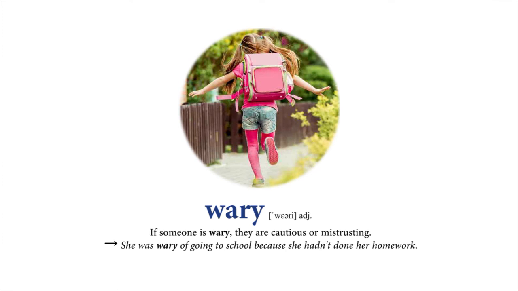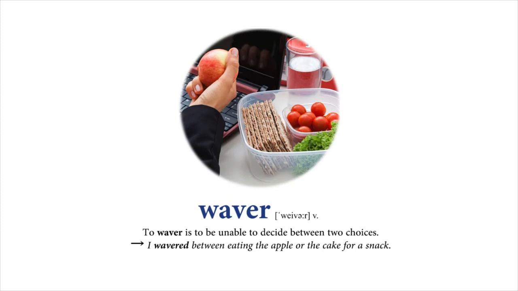Wary. If someone is wary, they are cautious or mistrusting. She was wary of going to school because she hadn't done her homework. Waver. To waver is to be unable to decide between two choices. I wavered between eating the apple or the cake for a snack.